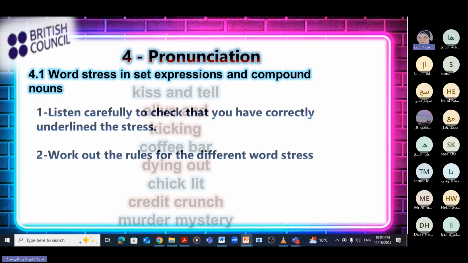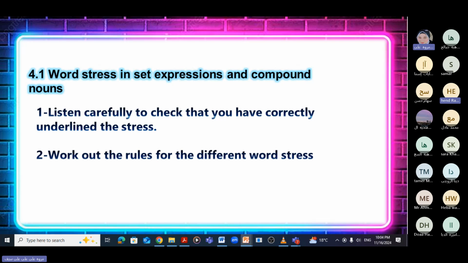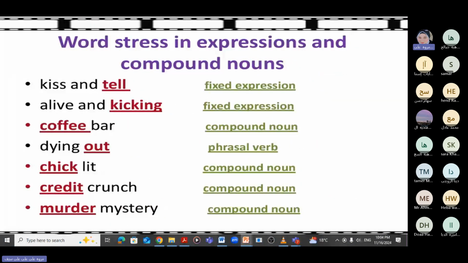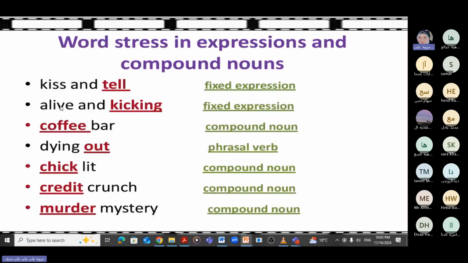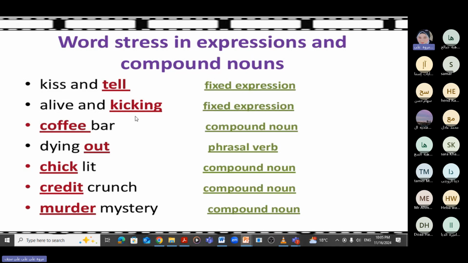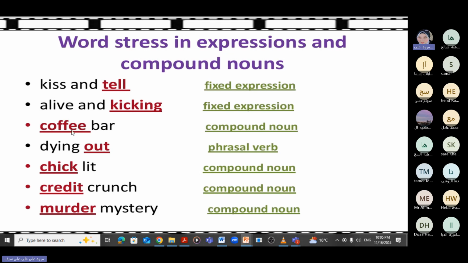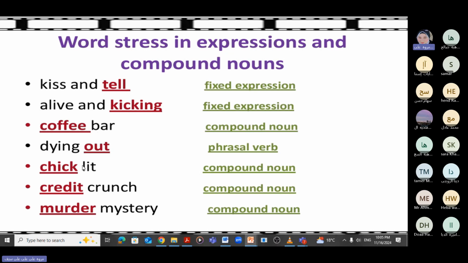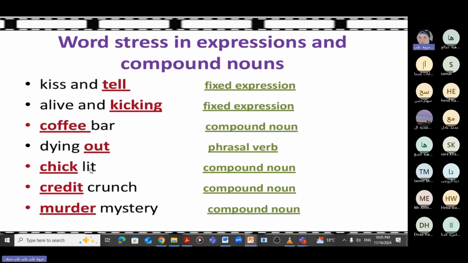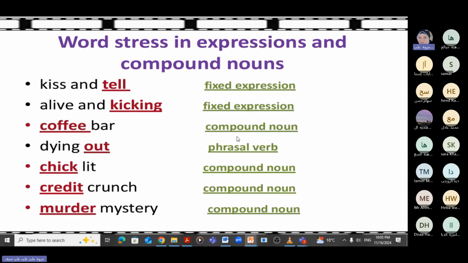Perfect. Let's check. So now we have to think about these and try to get some rules. So we have here kiss and tell, stress on tell. And we have alive and kicking. So fixed expression, fixed expression. The second content word in this expression is stressed. Coffee bar, and this is a compound noun. And we have the other compound noun, chocolate. The first word is stressed in this compound noun, and the first word is stressed in this compound noun.